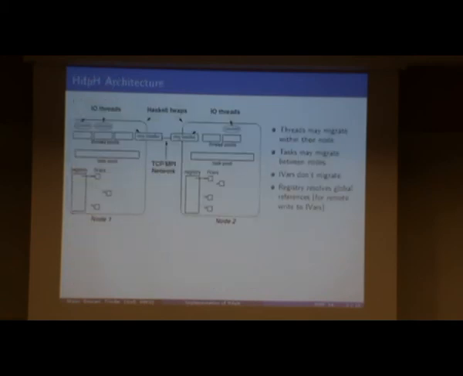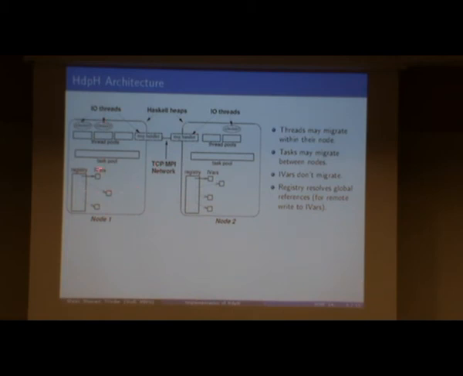Okay, so architecture. HdpH is basically a distributed system where you have tasks that sit in a node in a task pool, and they can migrate between nodes by work stealing. To get executed, they must be converted to threads. And as threads, they have to stay in the node, but can however be stolen by the schedulers, so they can migrate between cores.